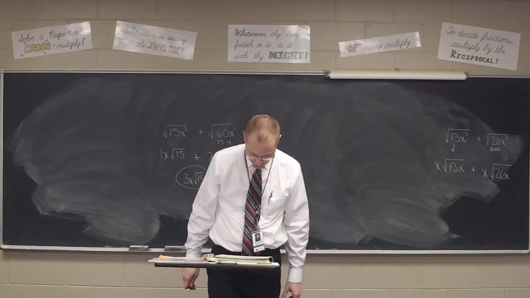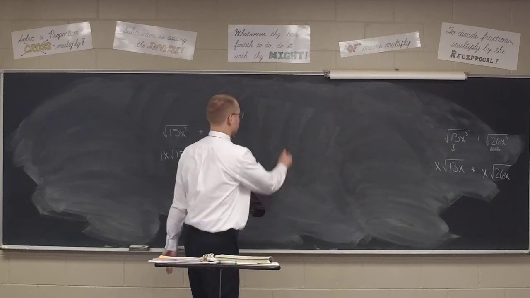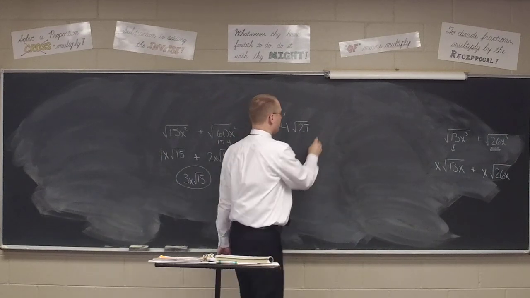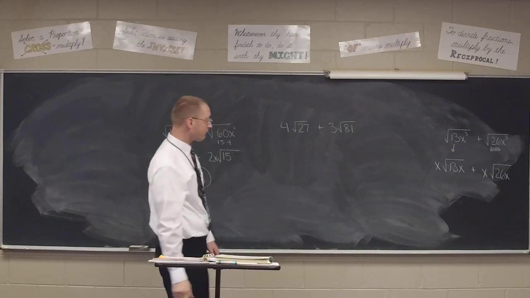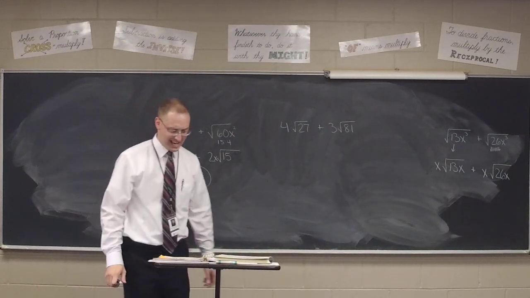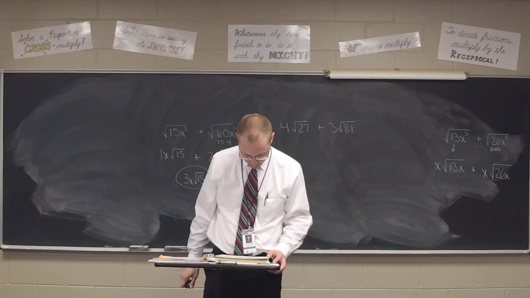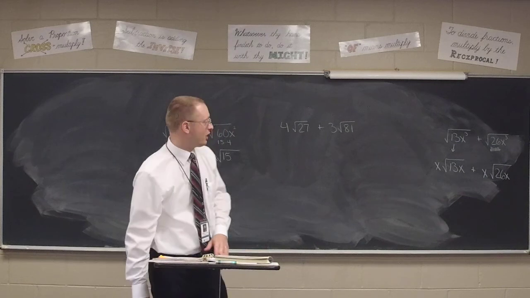All right, let's take a look at one more before I have you try some of these on your own. Number 23. We got 4 times the square root of 27 plus 3 times the square root of 81. I have to say, most of these can't actually combine together. That's really annoying. Yeah, it is. It's highly annoying. Why'd they just give us that? I don't know.